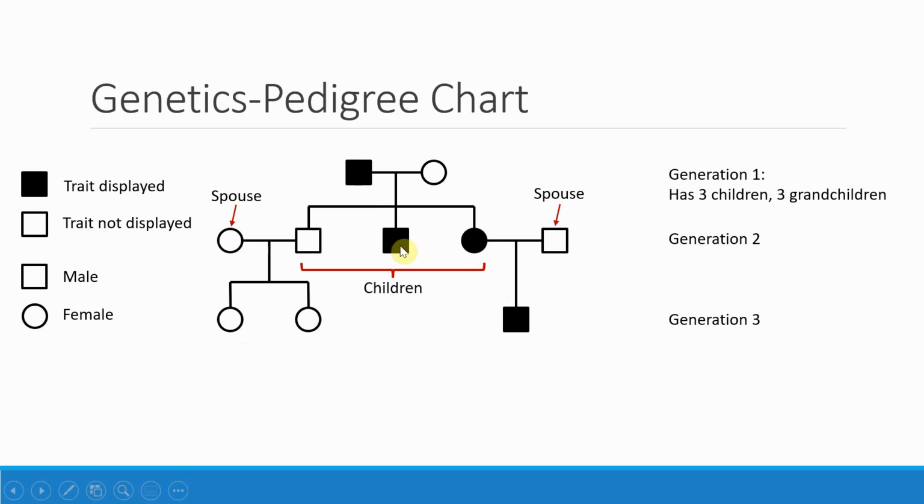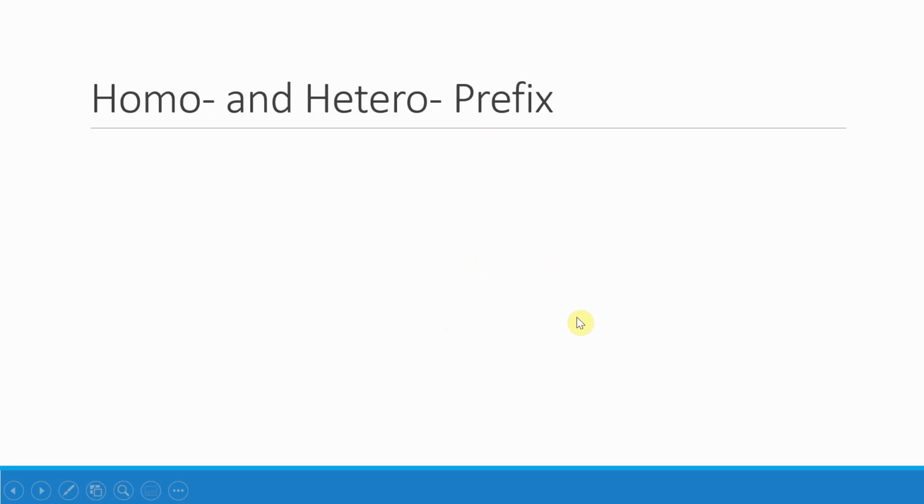Or how are these two related? Parent, child. How about these two related? These are married or partners. These two would be siblings. So you just have to know how each of these people is related and figure out what's going on with the genetics. And that's all you have to know about how to read these pedigree charts.